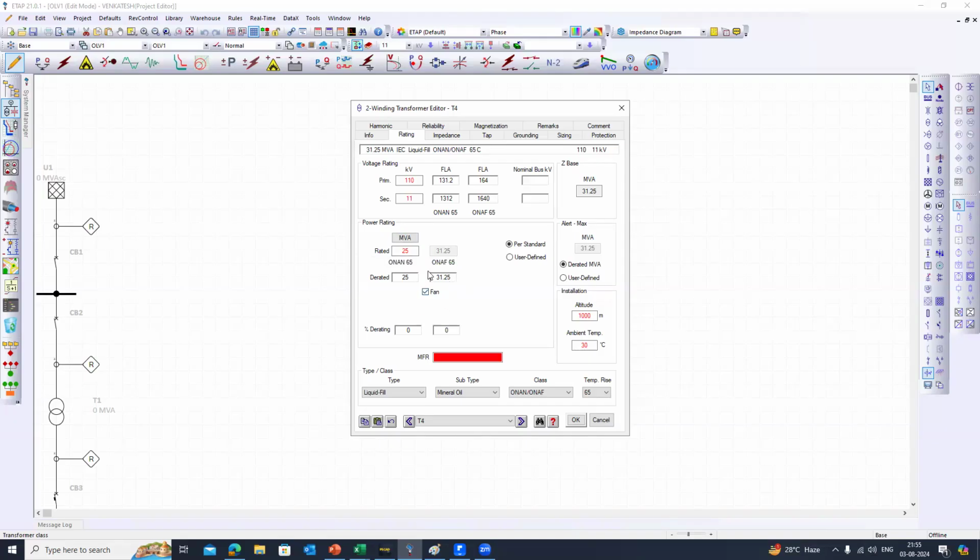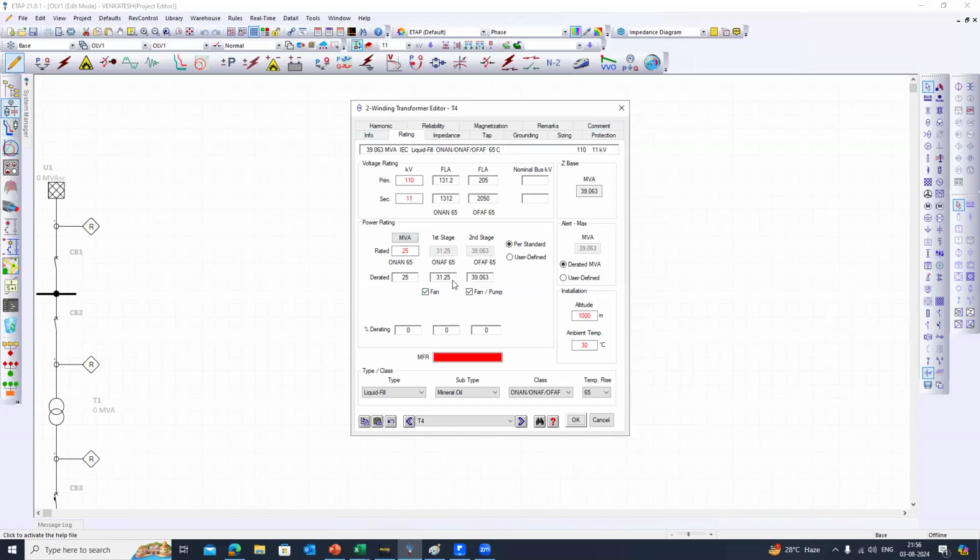Okay, so you can use the transformer up to 31.25 MVA. Suppose you are using OFAF, that means oil force, air force. In that case, you can use up to, again, here it will not change much. Let's suppose I am changing it to 100 MVA. Oh, sorry, I have not selected the option.